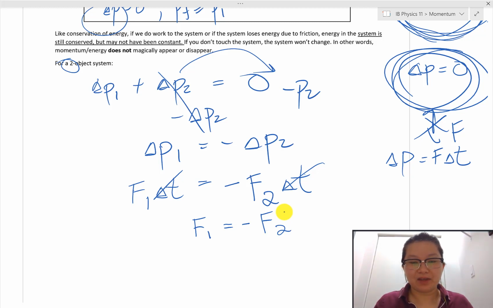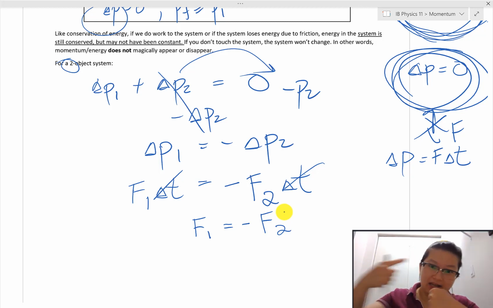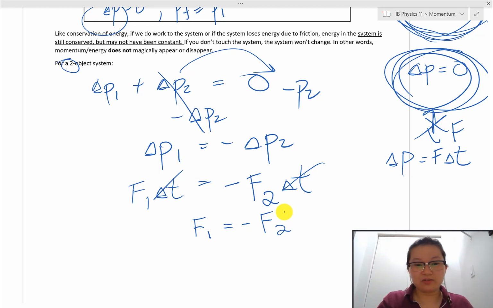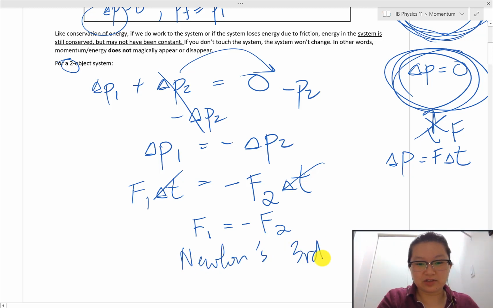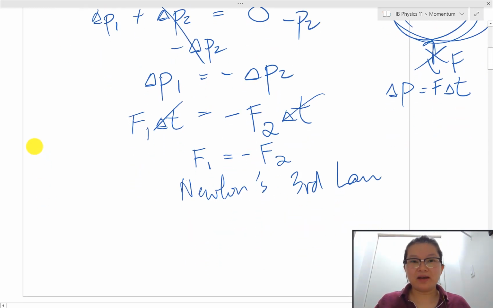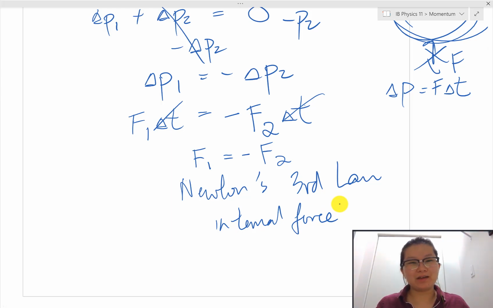Newton's third law states that for every action, you have an equal and opposite reaction. So if I have an object pushing against this object, it's going to push with an equal and opposite force in the other direction. So this, my friends, is Newton's third law. And going by the definition of conservation, if there's no net external forces acting on my system, there can be internal forces. And if I have two objects colliding, that, in terms of the whole system, would be considered an internal force. So really, conservation of momentum, you can kind of think of it as Newton's third law.